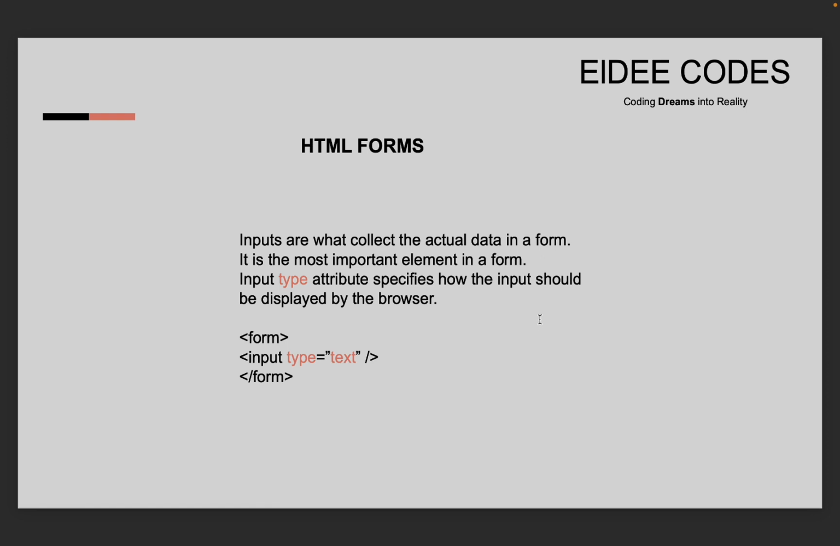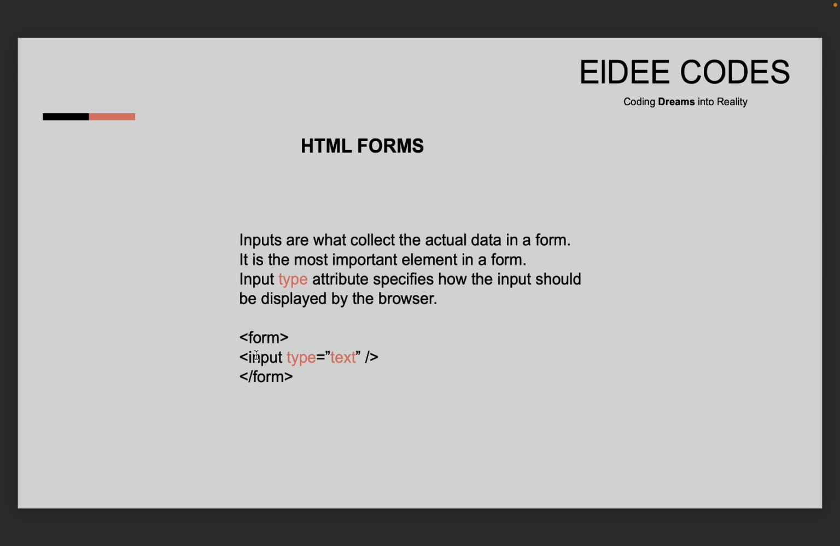Inputs are what collect actual data in a form. It is the most important element in a form. Input type attributes specify how the input should be displayed by the browser. This is simply saying that input is very important in every form, because this input here you are seeing is what collects the actual data in a form. So after you initiate your form tag, inside the form, you should know that this input is very important, because this is going to collect the actual data.